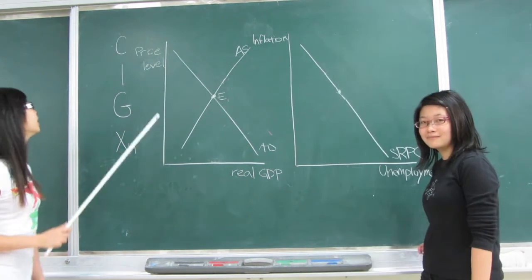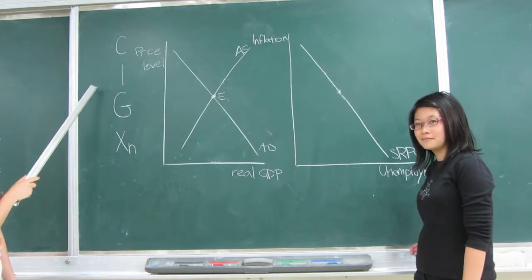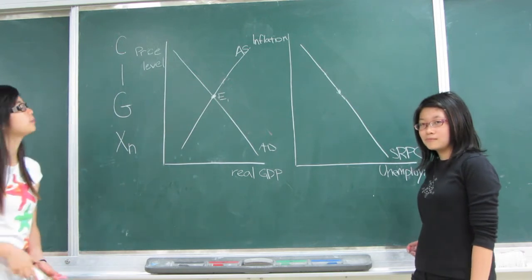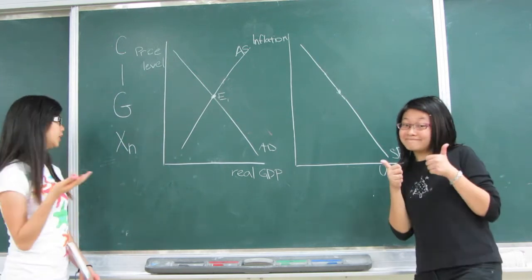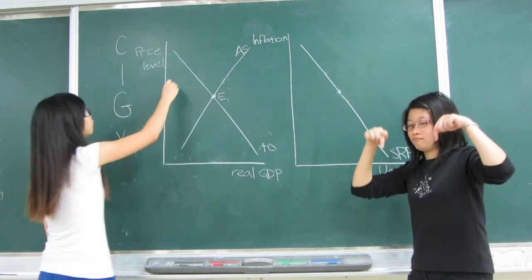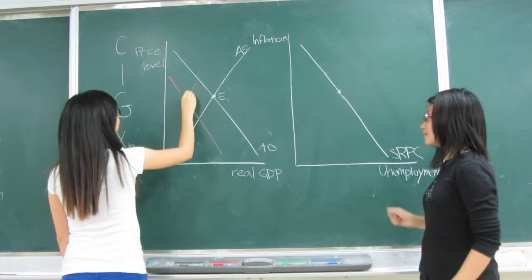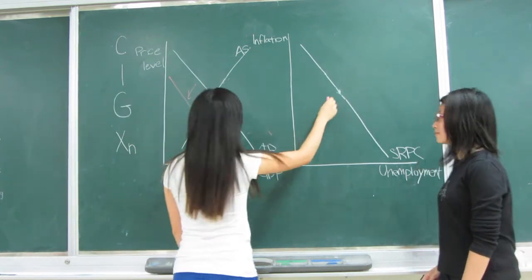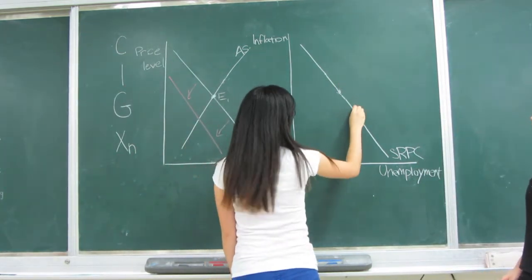So, the second element of the CGIX is I, investment spending. So what if one day the interest rates go up? Then naturally businesses will decrease their investment spending, therefore shifting the AD to the left. This will cause a movement down along the SRPC.